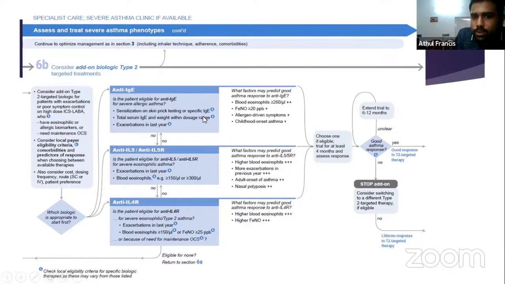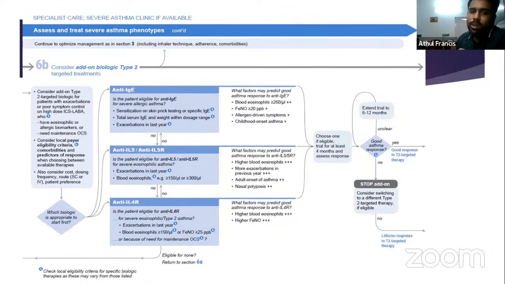What are the factors which support a good response to anti-IgE? If your eosinophil count is more than 260, if your FeNO is more than 20 parts per billion, if it's an allergy-driven symptom, and if it's a childhood-onset asthma. If no, look at an anti-interleukin 5 or anti-interleukin 5R therapy. What are the factors which predict a good response to anti-interleukin 5 therapy? If your blood eosinophils are very high, if you had more exacerbations in the previous year, if it's adult-onset asthma, and nasal polyposis. So in anti-IgE, when do you give? When your eosinophil count is greater than 260, if your symptoms are mainly allergy driven, and you have childhood onset.